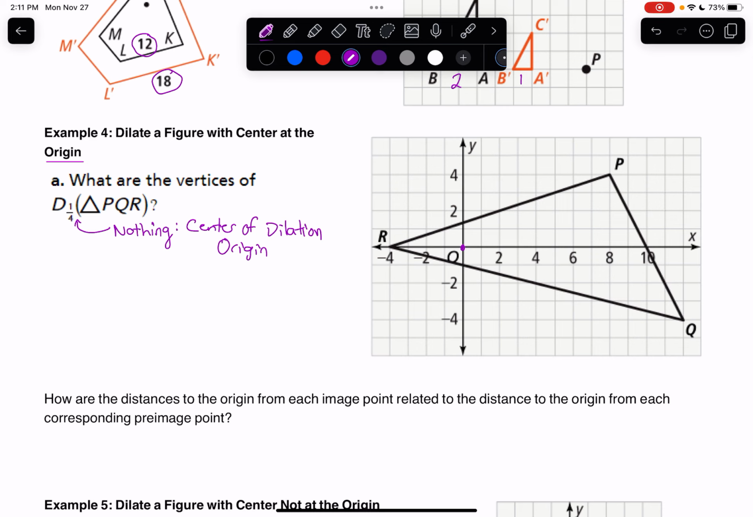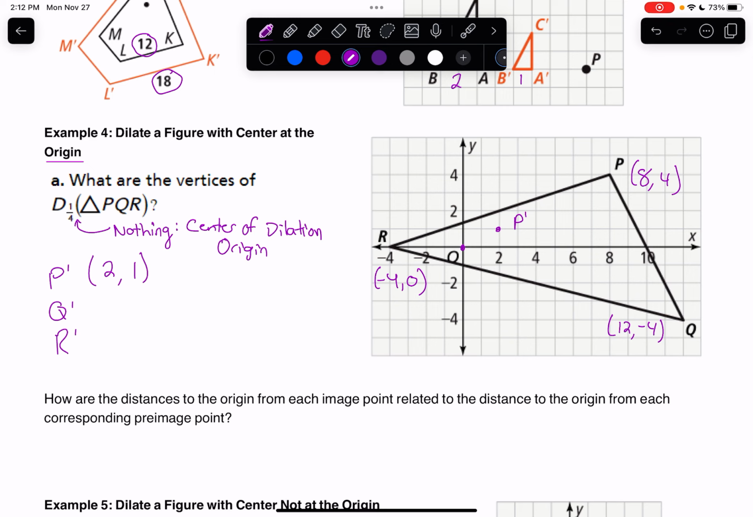So here are our 3 original points, right? P is at 8, 4. Q is at 12, -4. And R is at -4, 0. And what we'll do is we'll find P prime, Q prime, and R prime by taking 1/4 of each of those measurements. So 1/4 of 8 is 2, 1/4 of 4 is 1. So P prime is at 2, 1.